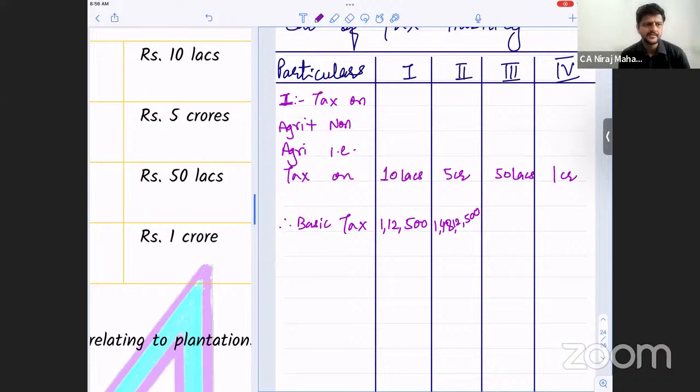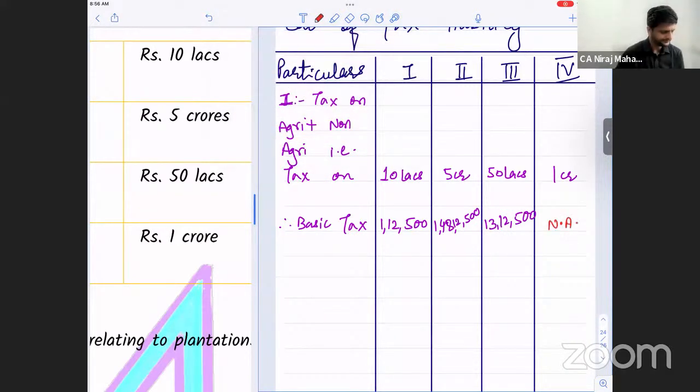4 crore 90 lakhs into 30% and plus 1,12,500. Okay, good, fine. So 50 lakhs. 40 lakhs into 30% is 12 lakhs. And in that we will add 1,12,500. This should again not be an issue. Clear? So it is 13 lakh 12,500.